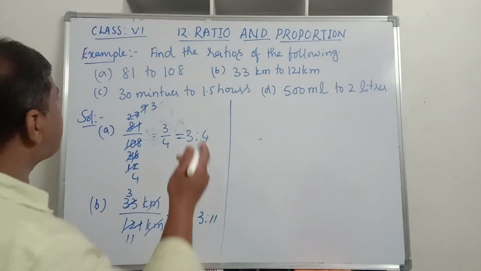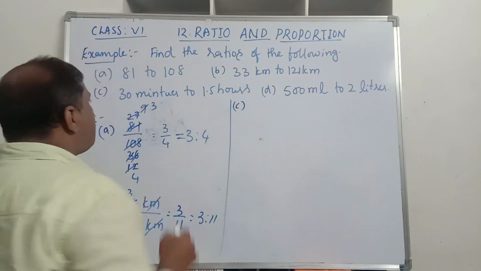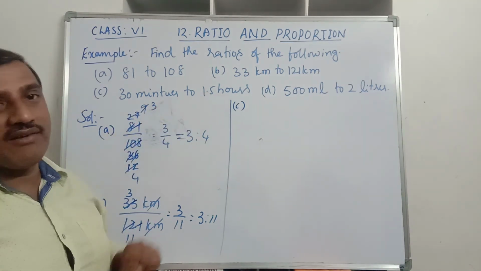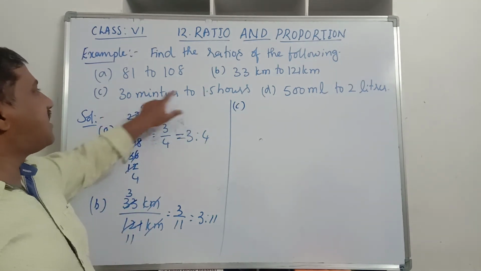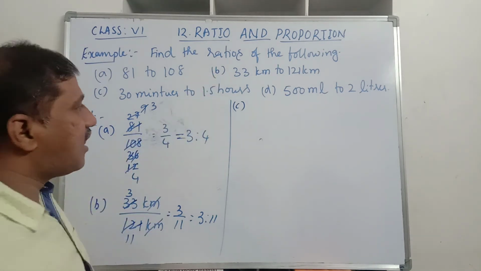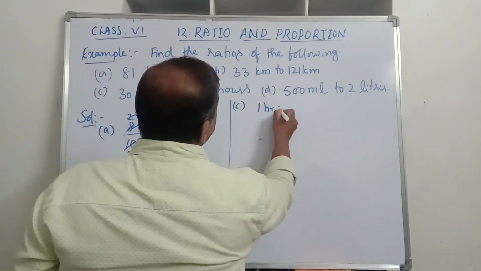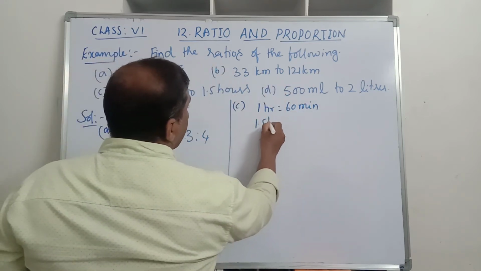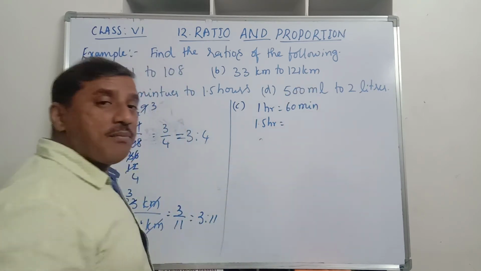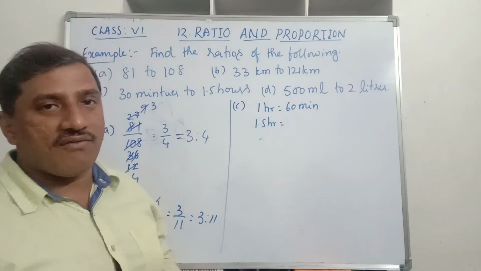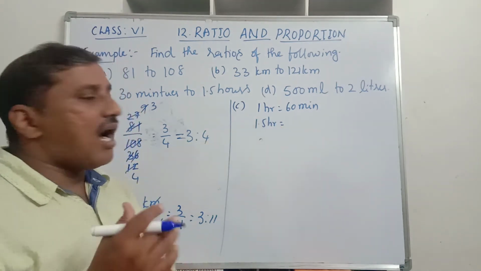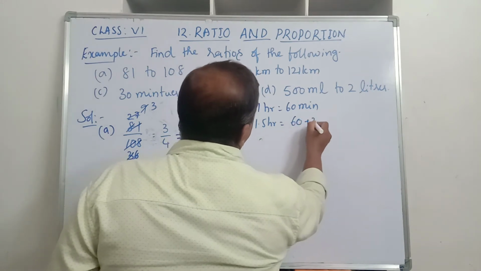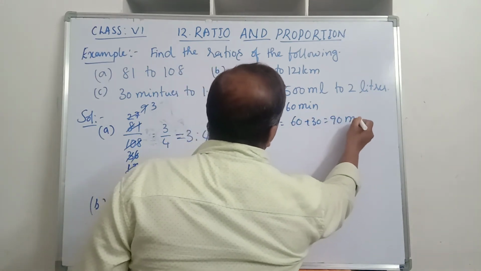Next, the C bit, we have 30 minutes to 1.5 hours. So this is in minutes and this is in hours. So convert hours into minutes. 1 hour is equal to 60 minutes. Then 1.5 hours is equal to how many minutes? 1.5 means it is 1 hour and half an hour. 1 hour is 60 minutes. Half an hour is half of 60, which is 30 minutes. That is 60 plus 30, which is equal to 90 minutes.